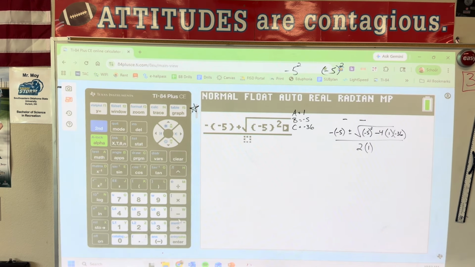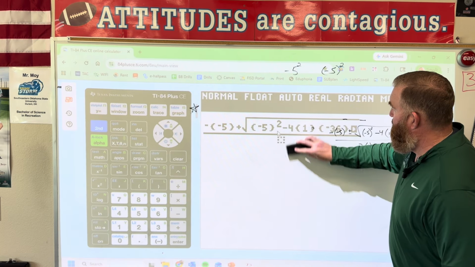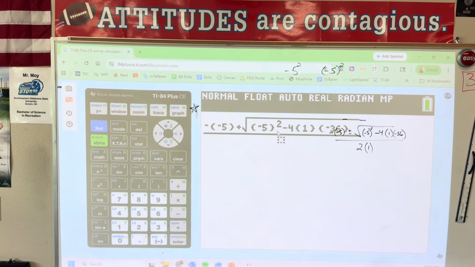Okay, -4, parentheses 1, parentheses what? -36. Okay, close it. Now, is the top okay? Is the top right? Okay, let's erase this. And then I'm going to go down to the bottom.